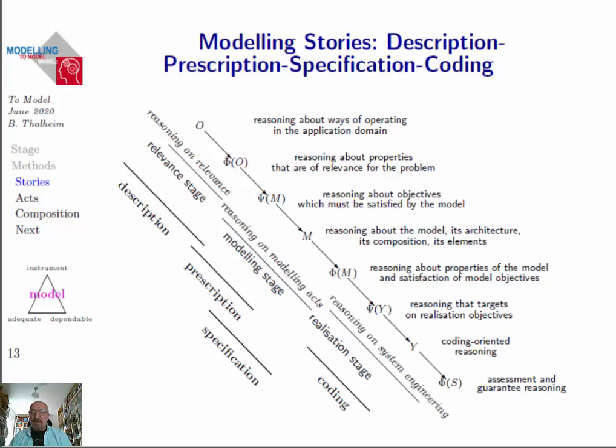model, reasoning about the model architecture, the model properties, the model composition and the model elements, reasoning about properties of the model and satisfaction of the model objectives, reasoning about the targets and realization objectives, maybe if we want to have a model used for coding, then of course coding oriented reasoning, and finally of course assessment and some kind of guarantee specification based on corresponding reasoning methods.